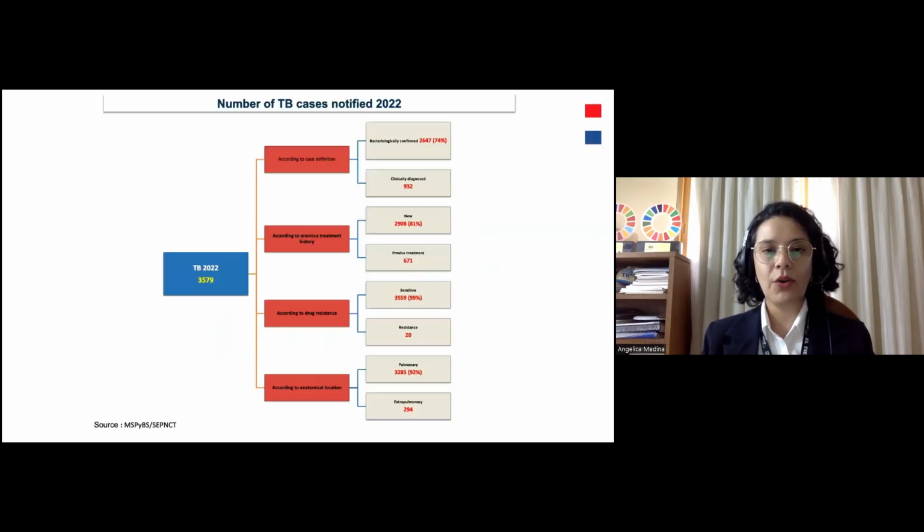Now we're going to see the characteristics of TB cases in 2022. We can say that 70% of all of the cases were bacteriologically confirmed, and then 81% of these cases were new. 99% of the cases are considered sensitive, and Paraguay does not have a lot of cases that are resistant. And last year, we've only had 20 cases. This is also taking into account that we have already implemented the GeneXpert as a diagnosis. When it comes to the location of TB, 92% is pulmonary.